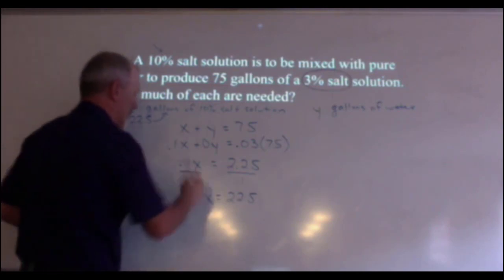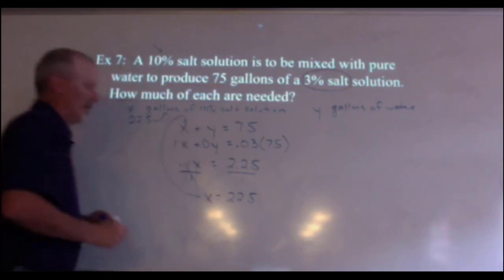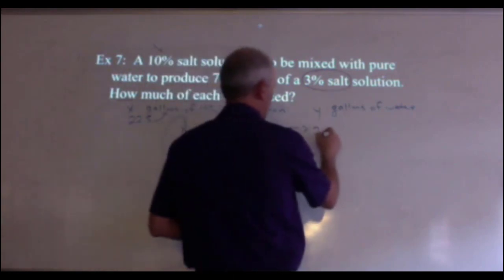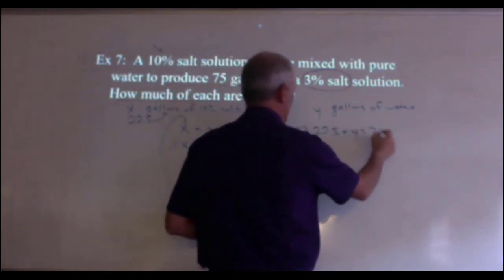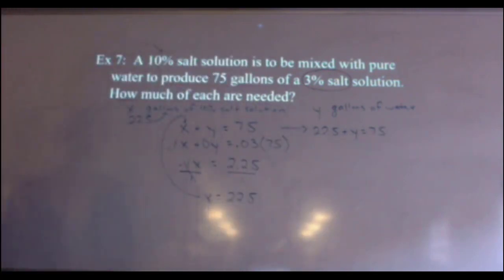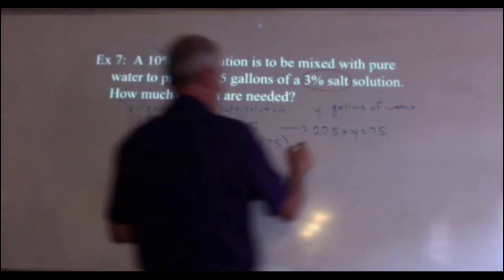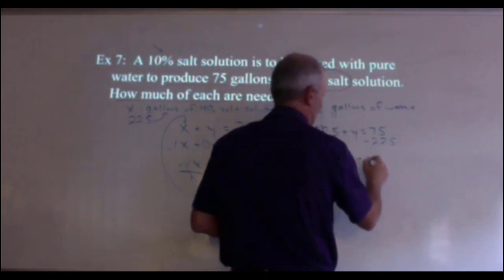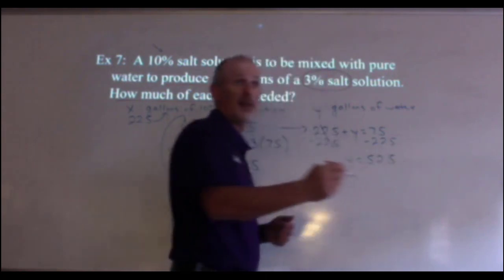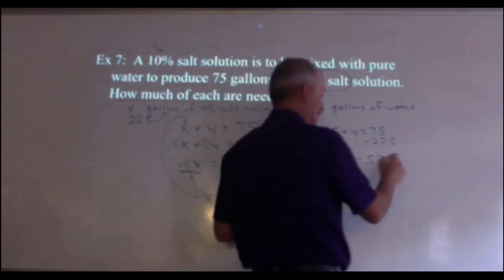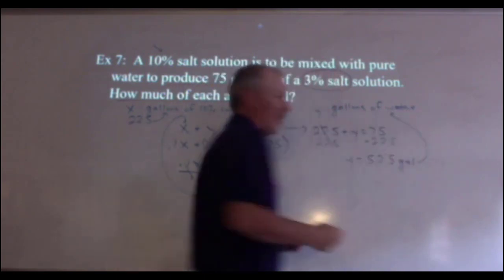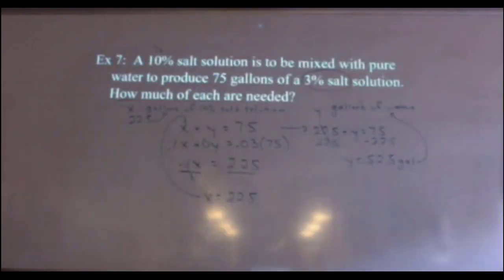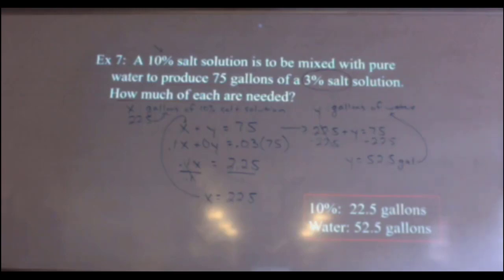Yeah, probably going to substitute right back up into here. And we would know that 22.5 plus y equals 75. Or, if you're just thinking about it common sense, we have to subtract like we did with the people at the buffet. And if you look at it mathematically, that's what you're going to do also. Subtract 22.5 from both sides. And it looks like we should get, what, 52.5? Is that right? Yes. I think that's right. Okay, so 52.5 gallons of water and 22.5 gallons of the 10% solution.